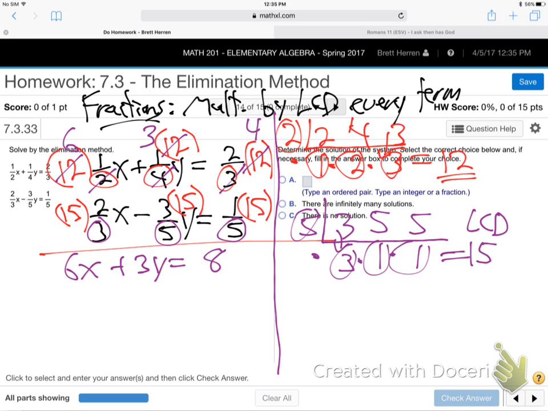This is what we always do with fractions, huh? We just get them out of there. Have you noticed this is pretty much always our game plan with fractions? Get them out of there. Multiply through by the LCD. Take them out, right? That's what we do with fractions.